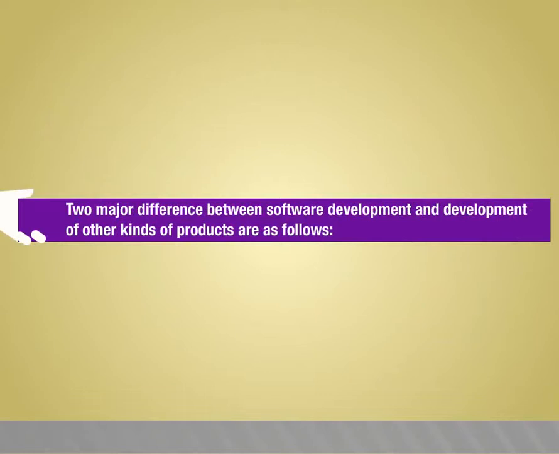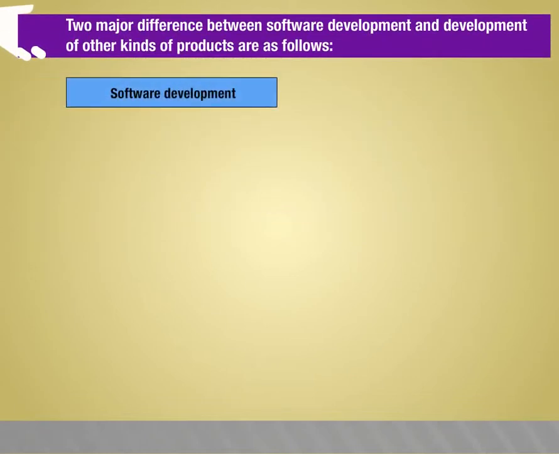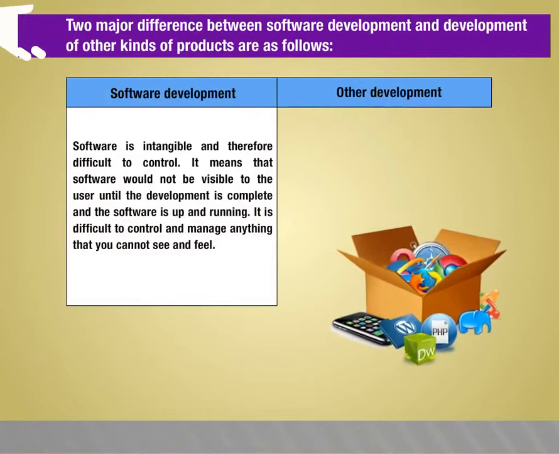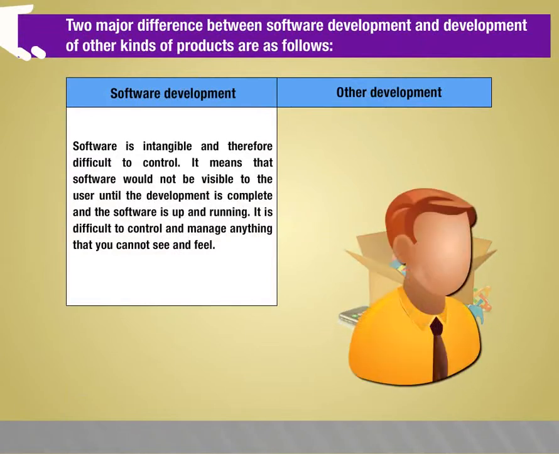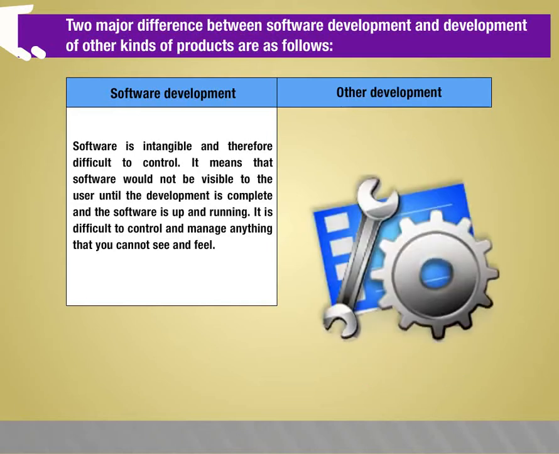Two major differences between software development and development of other kinds of products are as follows. Software development versus other development. Software is intangible and therefore difficult to control. It means that software would not be visible to the user until the development is complete and the software is up and running. It is difficult to control and manage anything that you cannot see and feel.